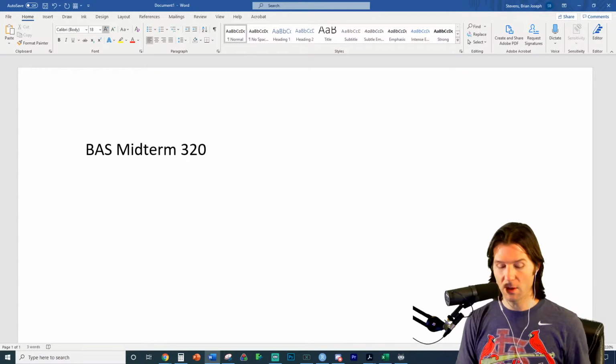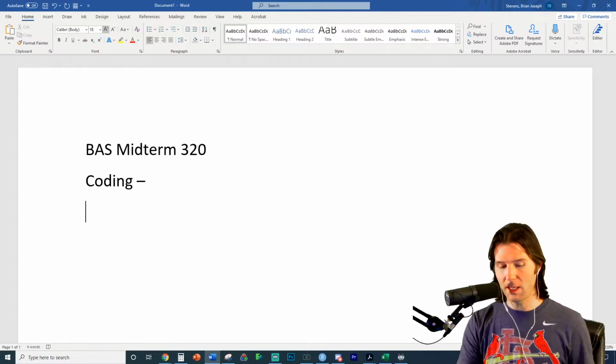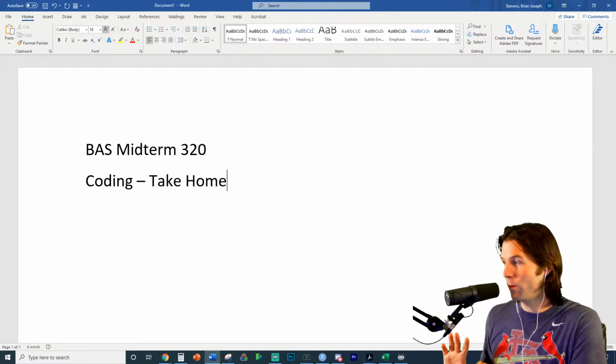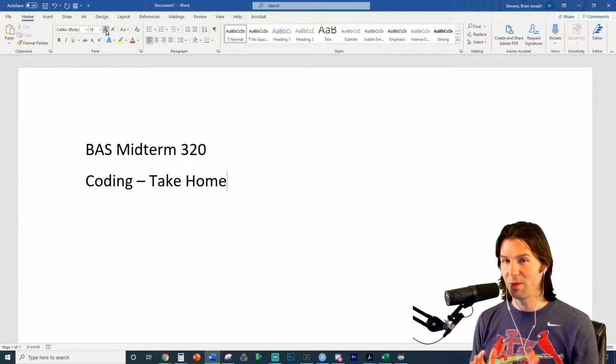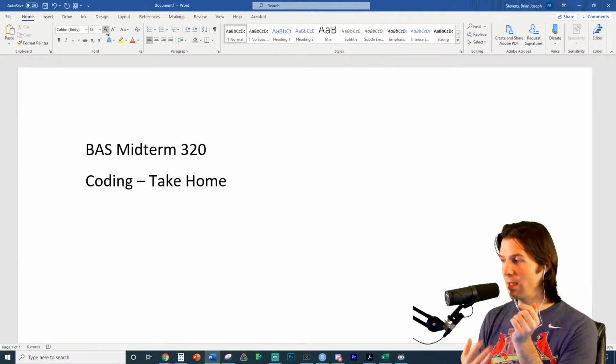So what you have to start with here is coding. The coding is going to be mainly the take home. There's no real good way to study for coding. You can't be like, tonight I'm going to become a great coder. Coding's going to take time. It's going to take DataCamp. So just keep practicing coding.